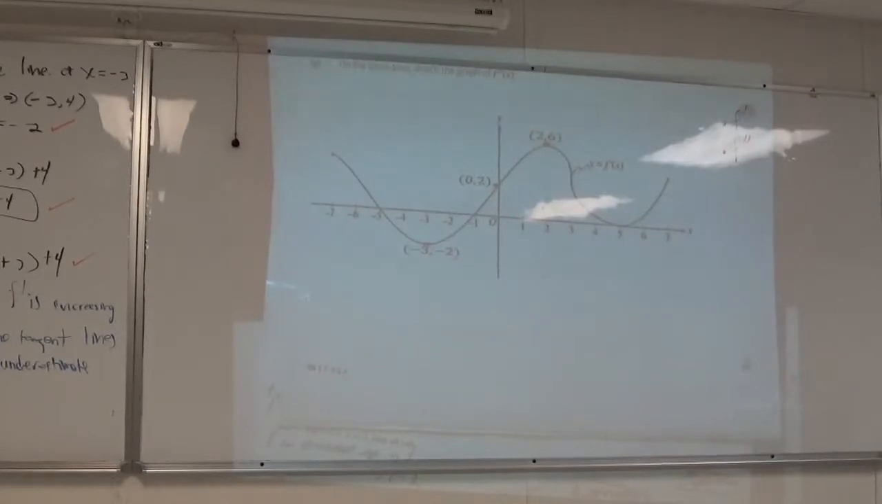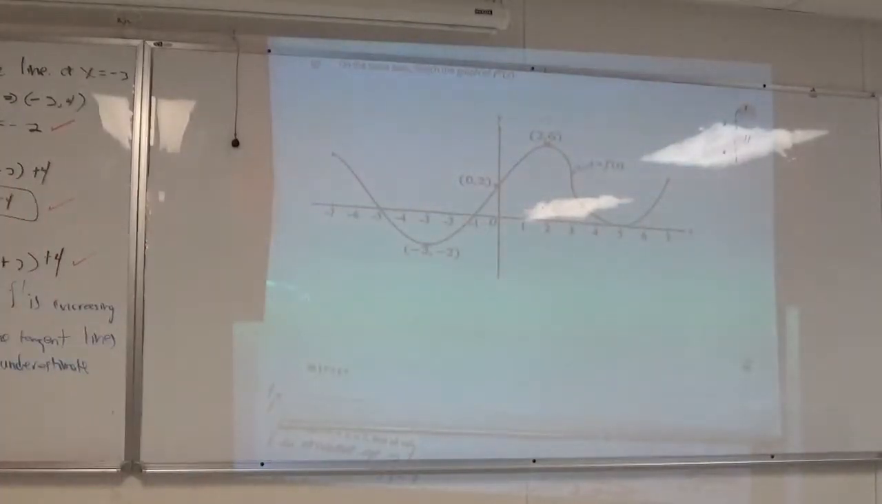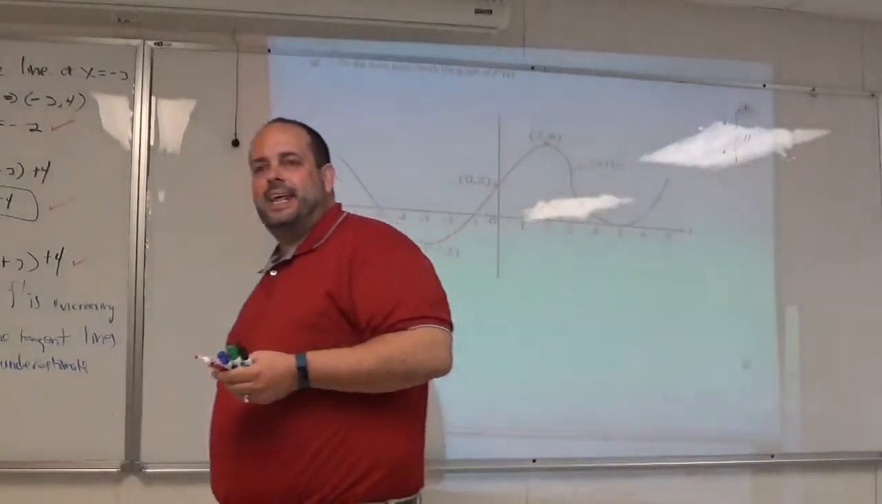You've got the graph of f prime. What has to be true? Things that we know about f double prime. I'll take anything from anybody.